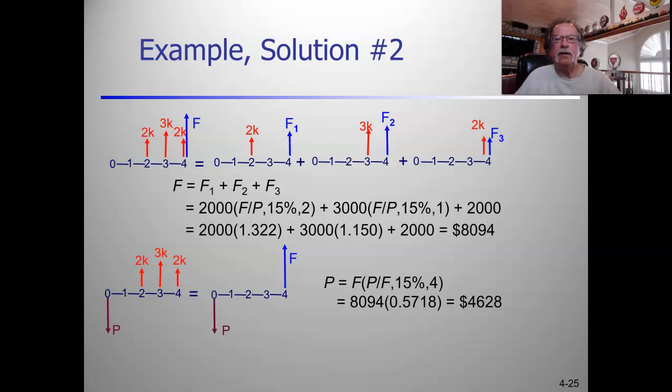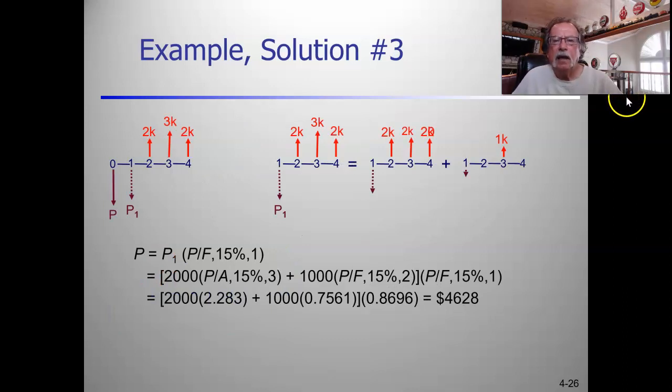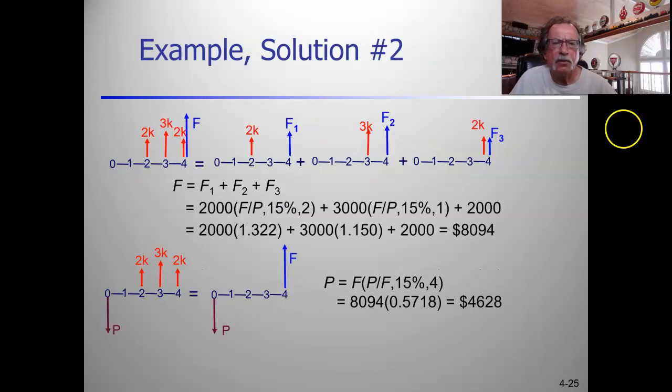There's another way to do it here. You could take everything to the end of period 4 and then convert it back to time period 0. That's perfectly fine if you're comfortable with that. I think this is just another way to look at it, but I think this is just more confusing. If you get yourself familiar with methods 1 and 2, you're perfectly well armed to attack these kinds of problems.